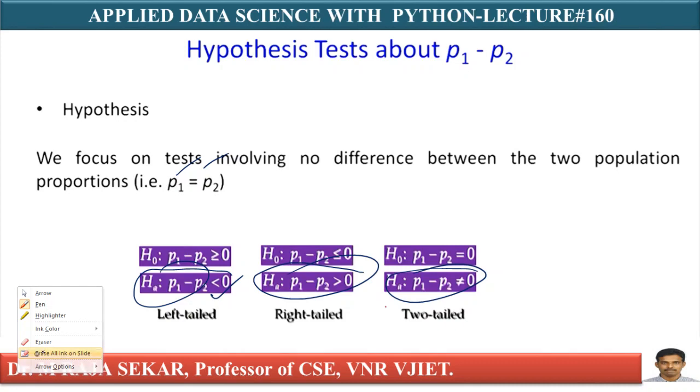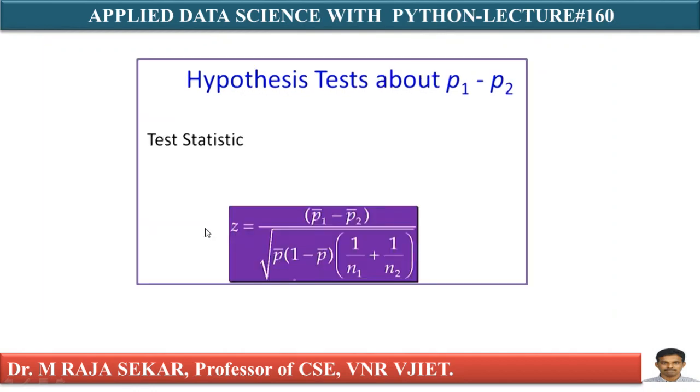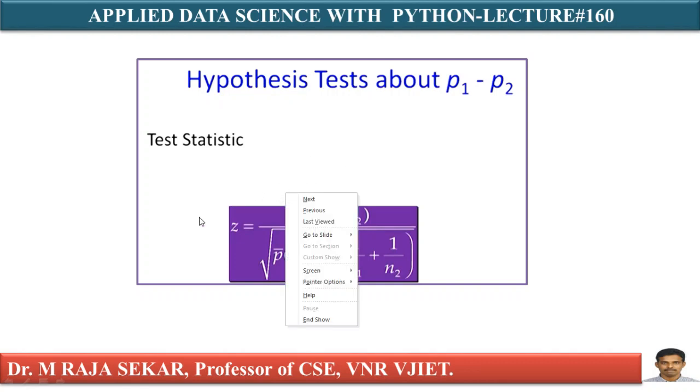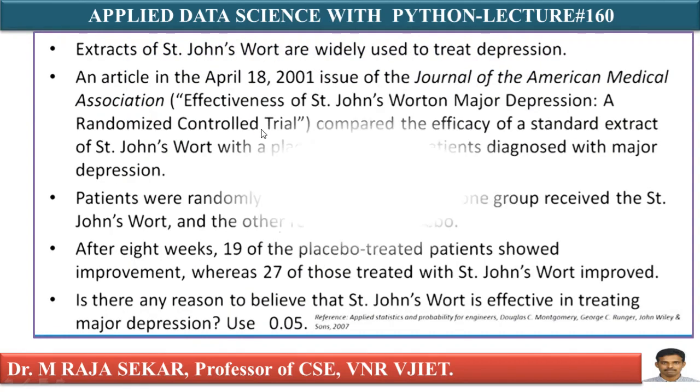We will try to understand this concept with the help of a simple problem. Standard error of P1 bar minus P2 bar, this is again a formula, is the square root of P bar into 1 minus P bar and so on. This is the pooled estimator of P. This is the test statistic, P1 bar minus P2 bar divided by the square root of P bar into 1 minus P bar. All these things, the pooled estimation and standard error, we will try to understand with the help of one simple problem. Let me explain that problem.